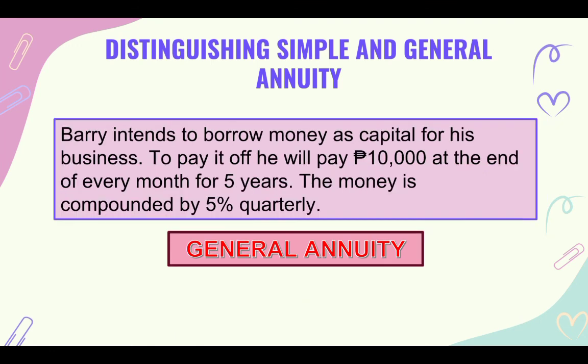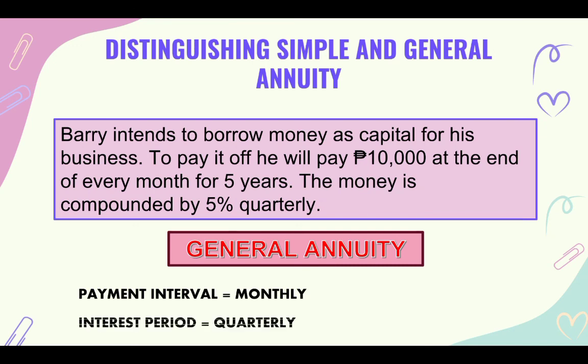Barry intends to borrow money as capital for his business. To pay it off, he will pay 10,000 at the end of every month for 5 years. The money is compounded by 5% quarterly. So this one is a general annuity, because the payment interval is monthly, since he will pay 10,000 at the end of every month, but the money is compounded quarterly. So the payment interval and the interest period are not the same. Therefore, it is a general annuity.